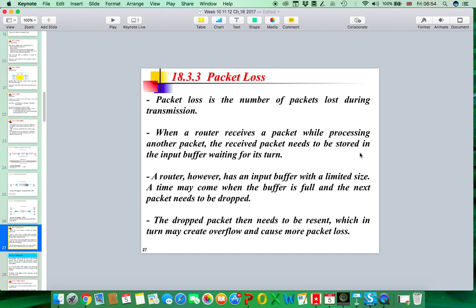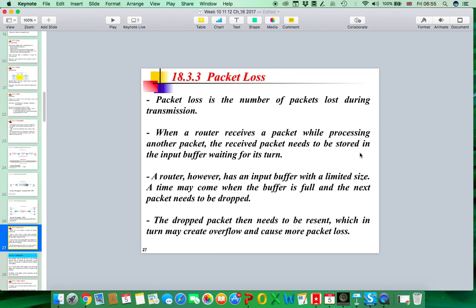Then we have the third one, which is packet loss. Okay, packet loss is the number of packets that have been lost during transmission. The more a packet gets lost, the lower the speed becomes. Why is that? Because the sender has to keep resending the same information again because it was lost. Okay, the sender has to keep sending it again. So in the same time, you're covering less information because you keep repeating the information.